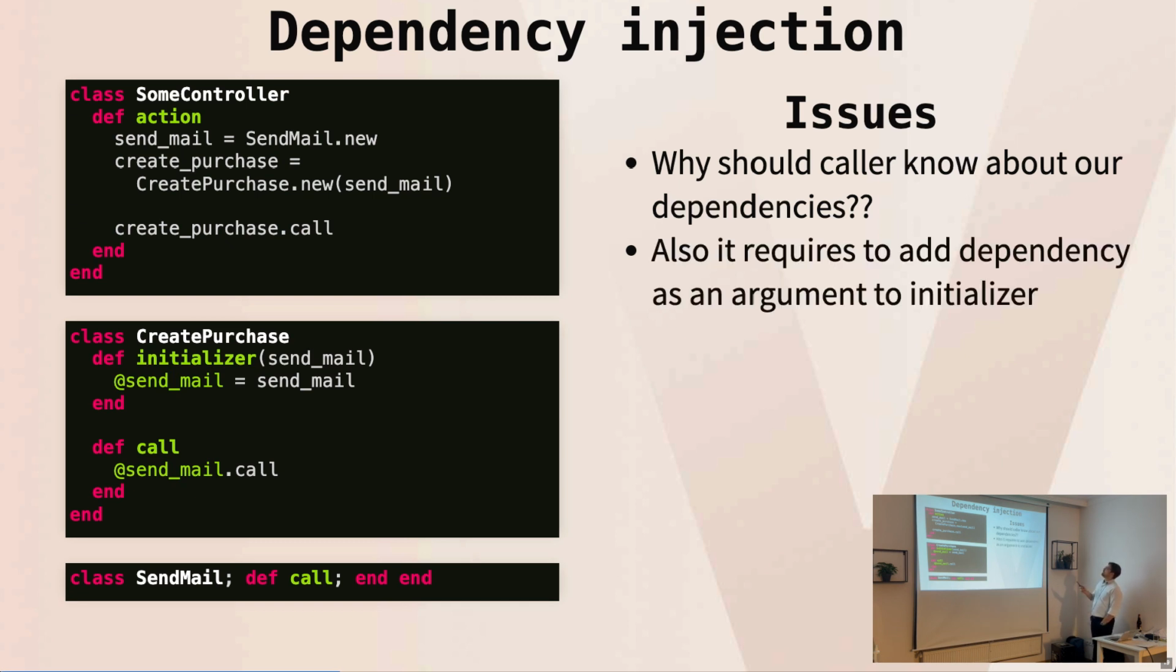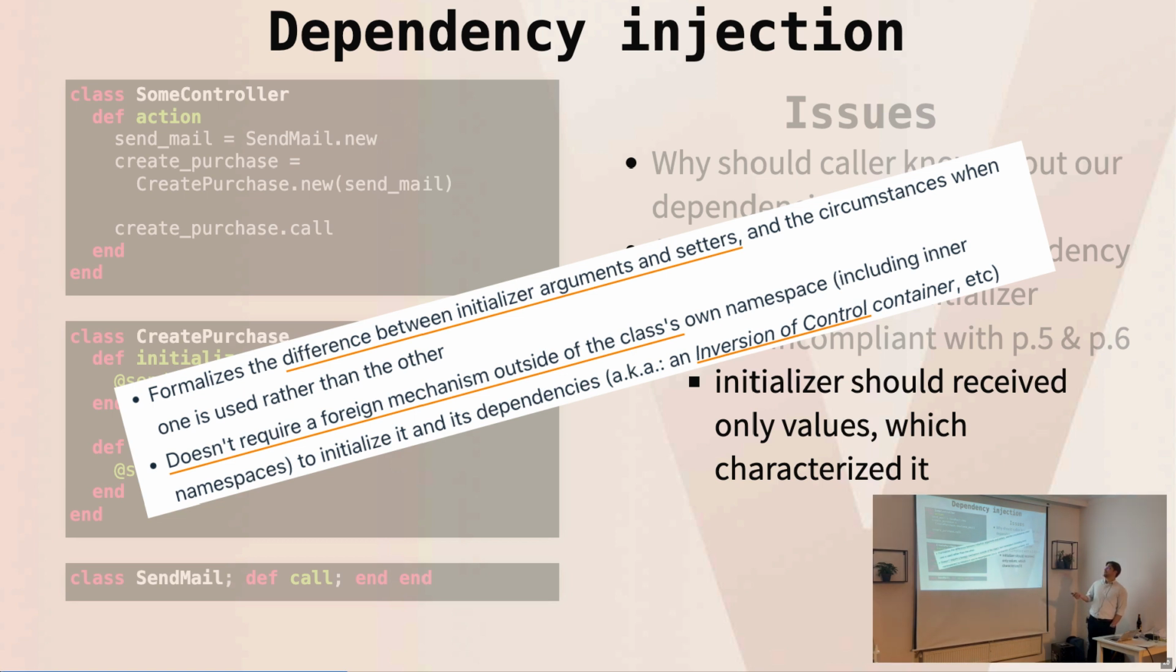Another is that it requires an additional argument in our initializer. As we said, I hope I have slides for that. It is not compliant with points 5 and 6 from the criteria for useful objects. Point 5 was the difference between initializer arguments and setters. As I mentioned, we should pass to initializers only those values which characterize the object. And this example shouldn't be like that.